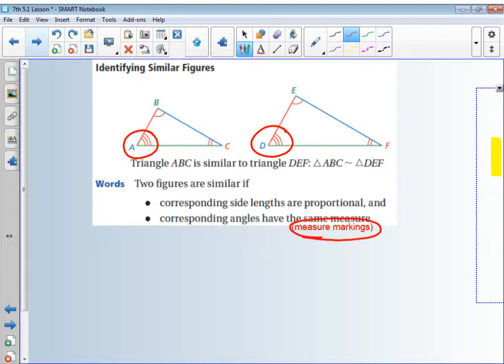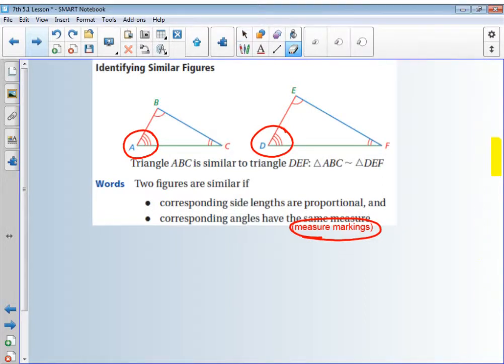But here, just identifying and understanding that those markings mean that those are equal in measure. So once again, the 2 things that we're going to be checking in this part of the activity is to see if the figures are similar, they have to have corresponding side lengths, have to be proportional. So we're going to check our proportions or our cross products. And then also their angle measures have to be equal to each other.